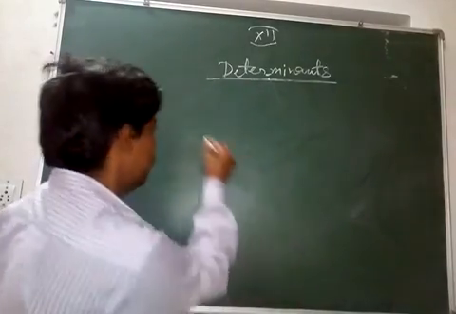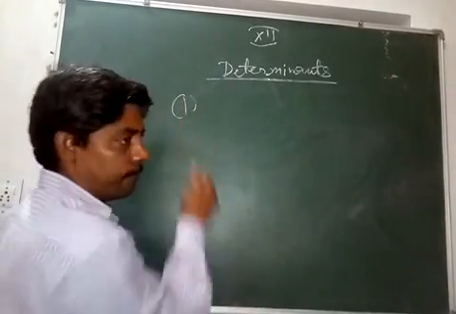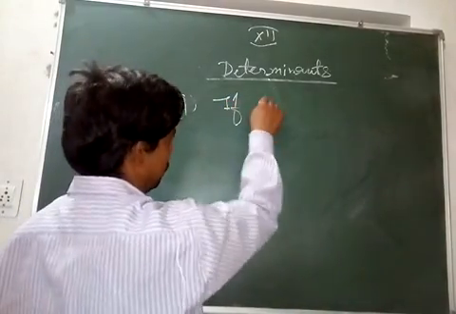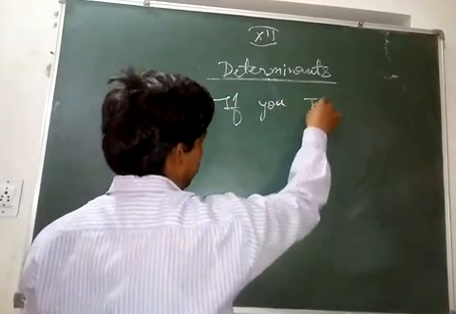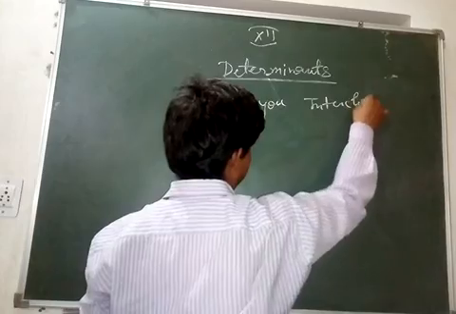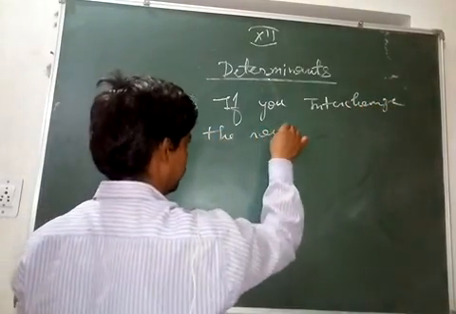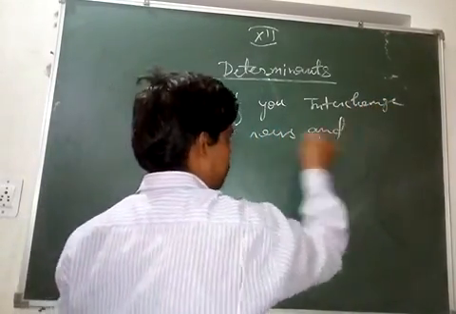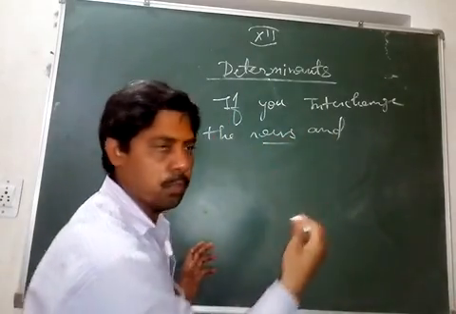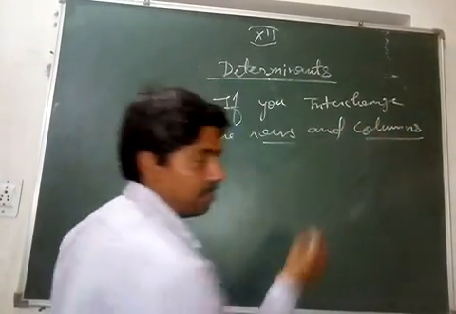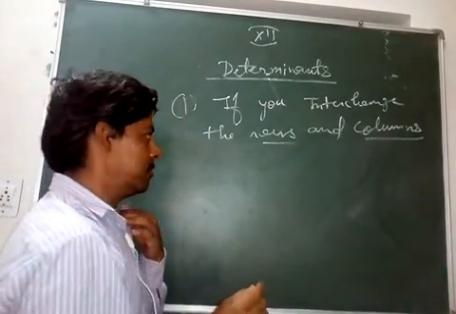First property is if you interchange the rows and columns, that is you make the rows as columns and columns as rows, then the value of the determinant does not change. That is the first property.